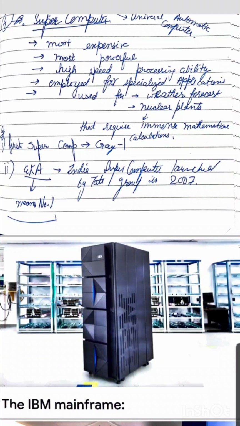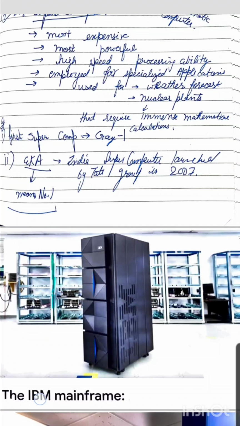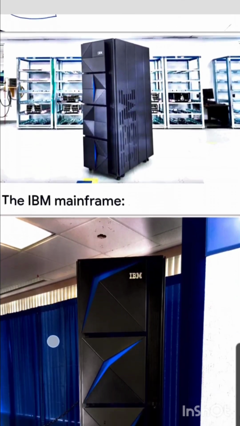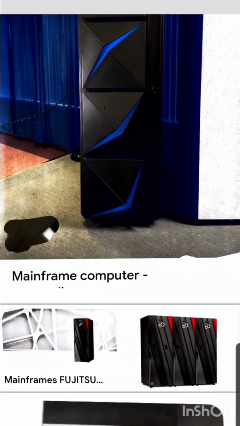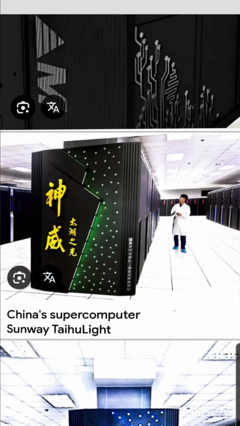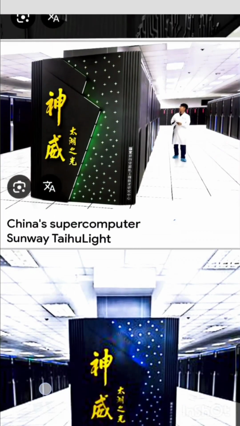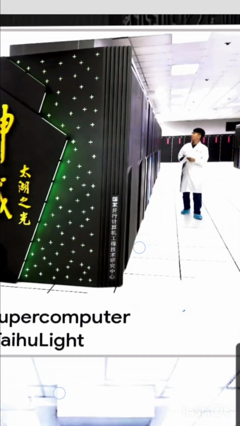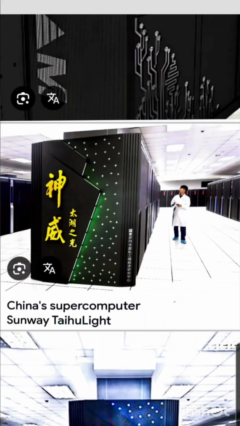Then we did the supercomputer, which includes the Param series, the first supercomputer Cray 1, and Eka, India's supercomputer launched by the Tata Group in 2007, as well as China's fastest supercomputer, Sunway Taihu Light. This is the image. You can see how huge it is. All right, hope you have understood the types on the basis of size and processing speed.